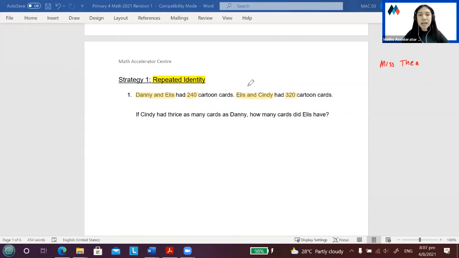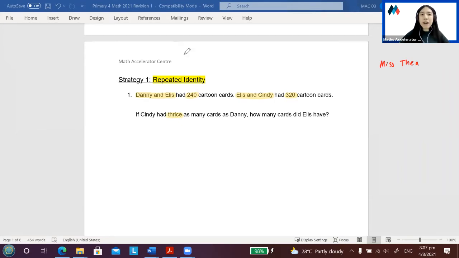Finally, you want to highlight your relationships. That is, how do your identities compare with each other? Here we have only one relationship. The question is if Cindy had thrice as many cards as Danny. So we highlight thrice.